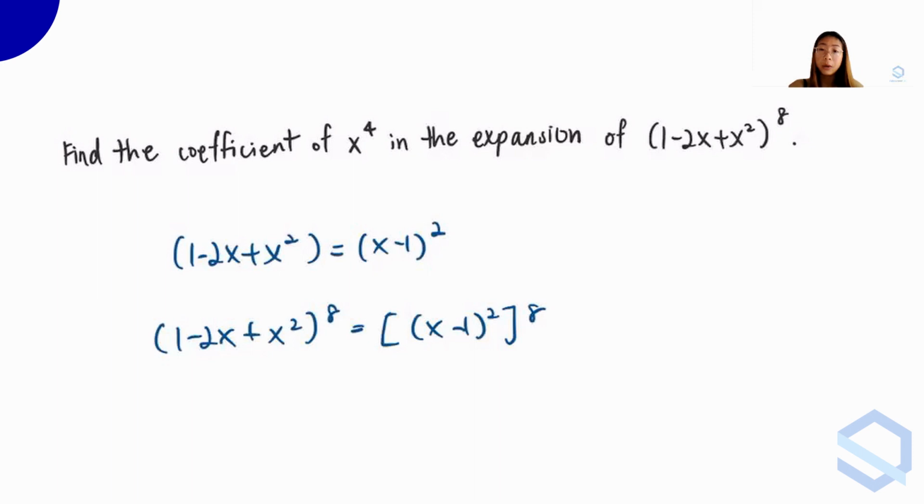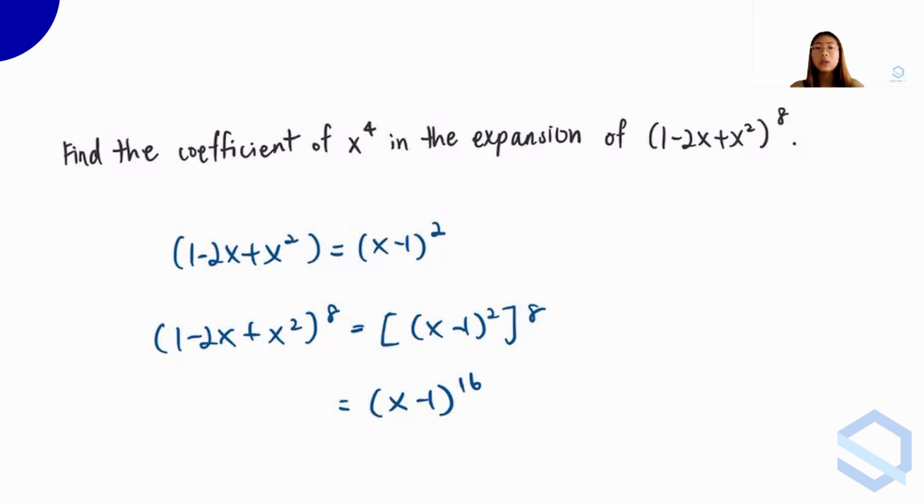So when we bring out the power 2, we will actually get the power to be 2 times 8 using our indices rule. So which means x minus 1 to the power of 16. So you see that this is actually the form that we are usually more familiar with for binomial theorem. So now we'll proceed to find the coefficient of x to the power of 4.